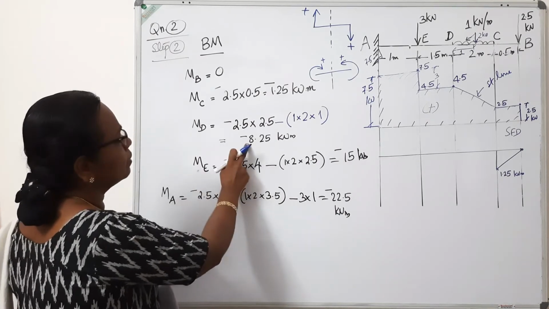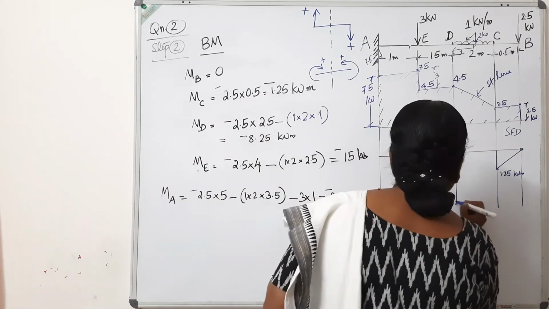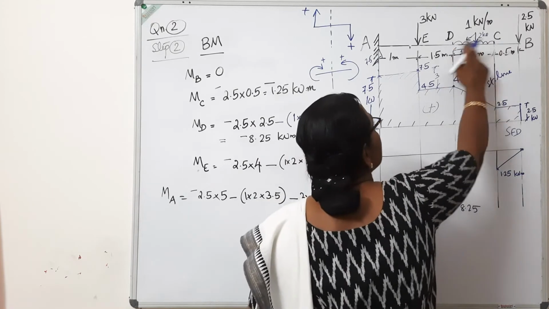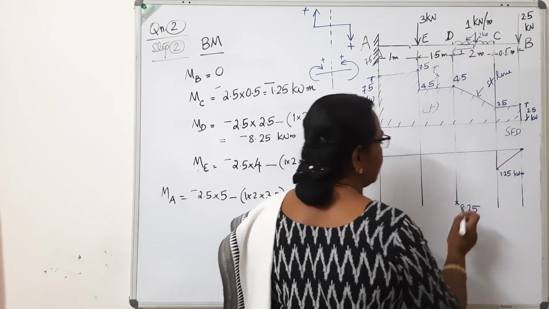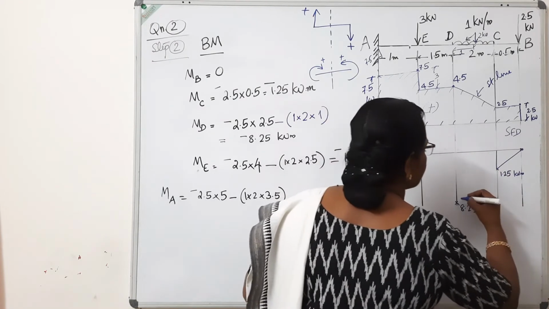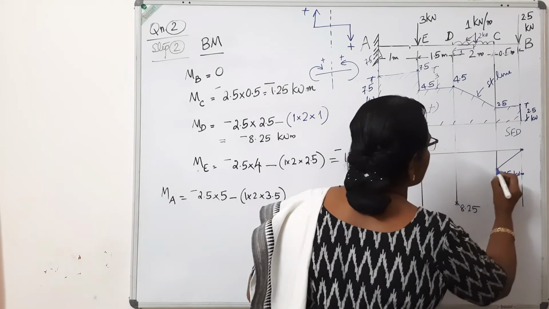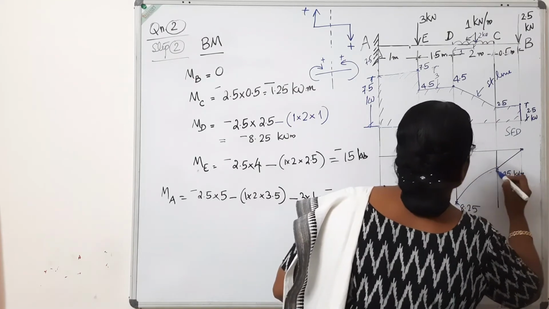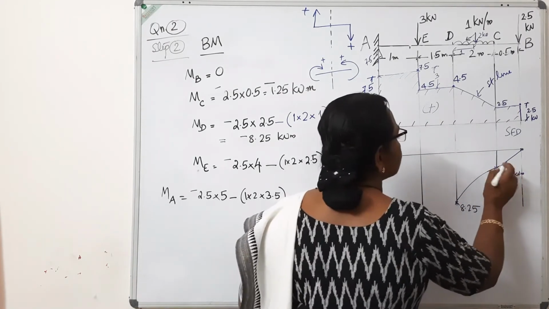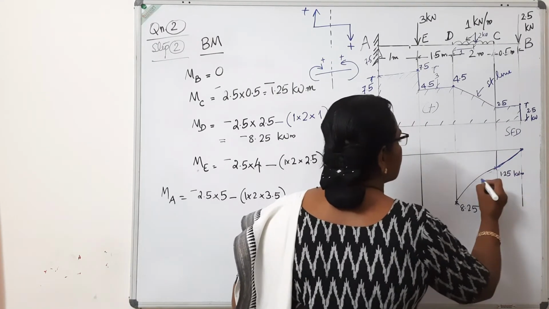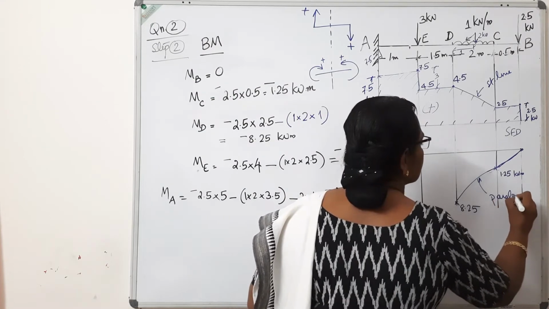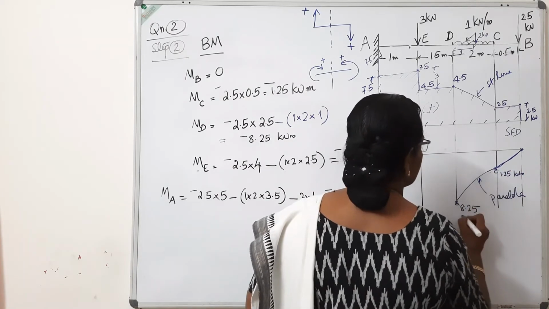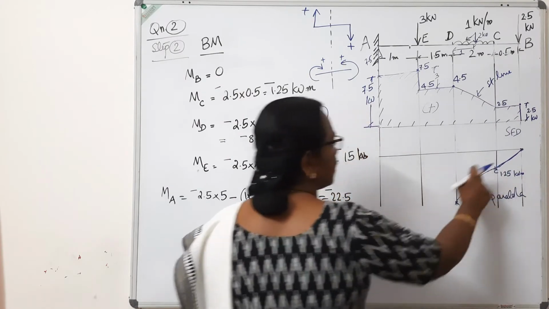There is no load in between this, so you join it by a straight line. Next point is MD. At the point D, there is 8.25. From the base, you measure 8.25. Since there is uniformly distributed load between these two points C and D, these two points have to be connected by a parabola. This portion is a parabola. So this is point C, this is point D.